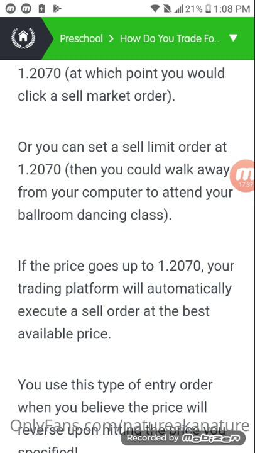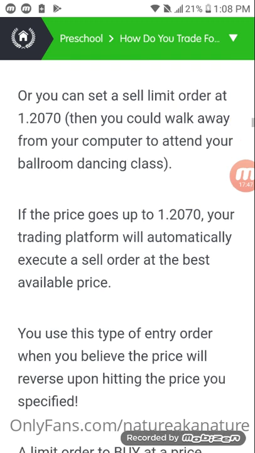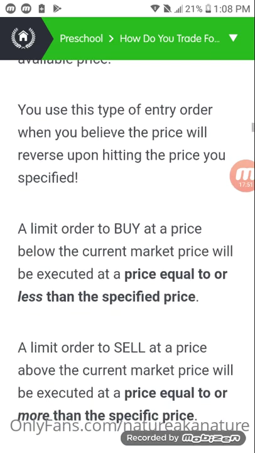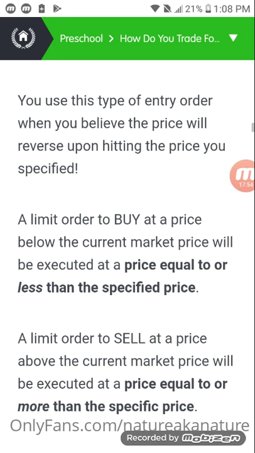Okay, so that's how sell limits and buy limits are very useful, where you don't have to be on your computer or on your phone 24/7 looking at price. So you can use these types of entry orders when you believe price will reverse upon hitting the price specified. You know, price will always pull back before just going straight down.